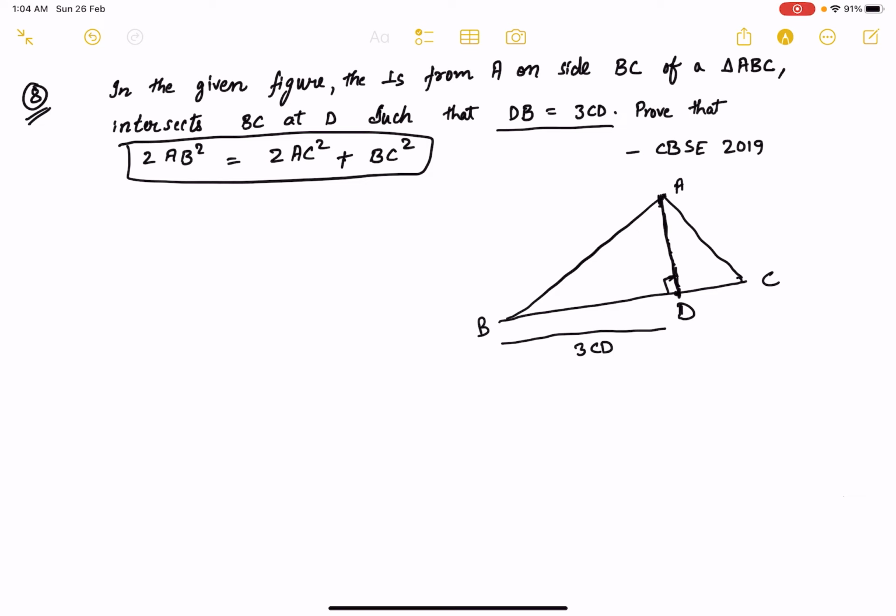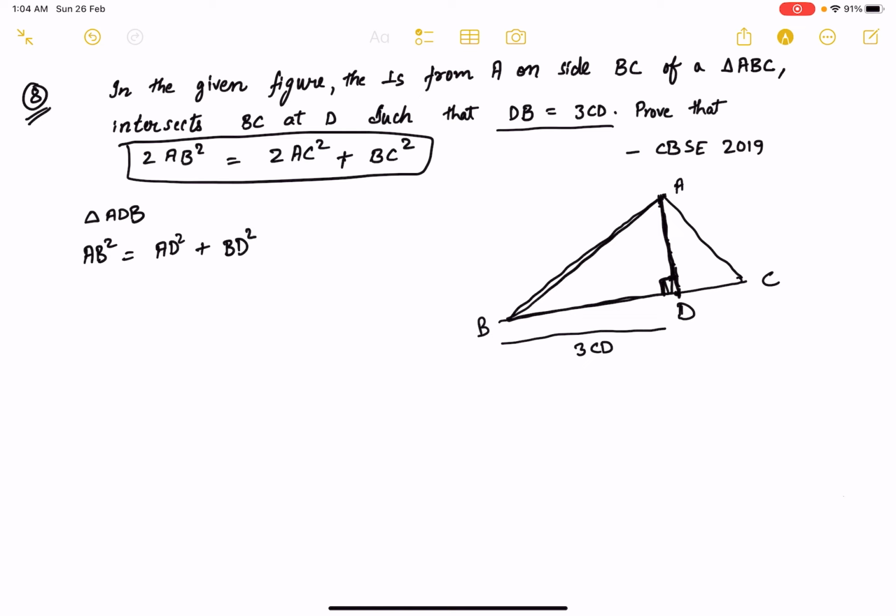So again, we will apply Pythagoras theorem. We have two triangles in which we can apply Pythagoras theorem. So let's take the triangle ADB. In triangle ADB, angle D is 90 degrees. So AB square is equal to AD square plus BD square.